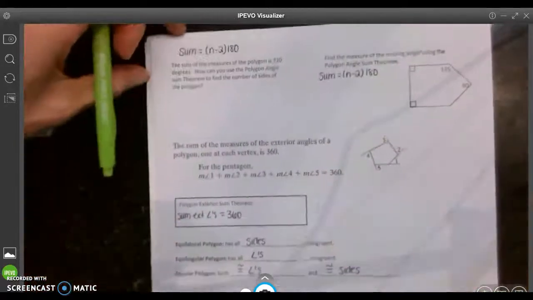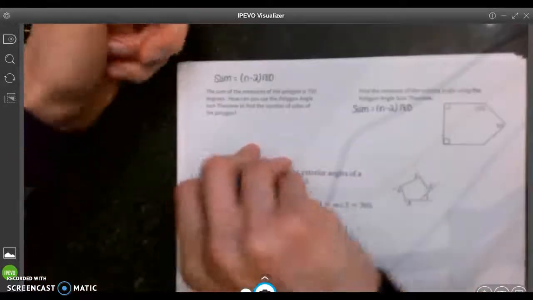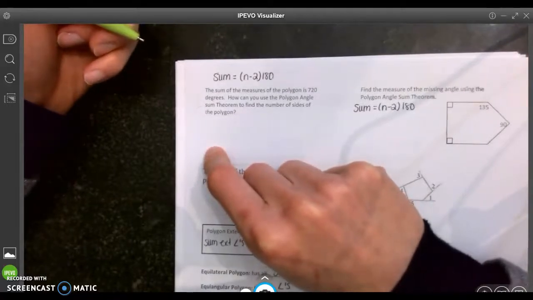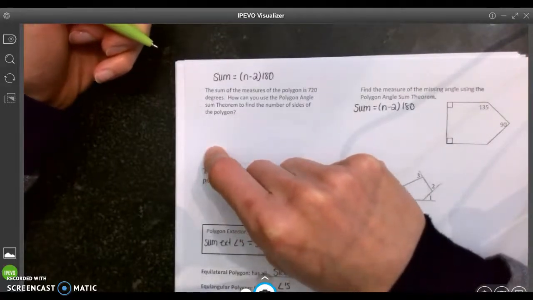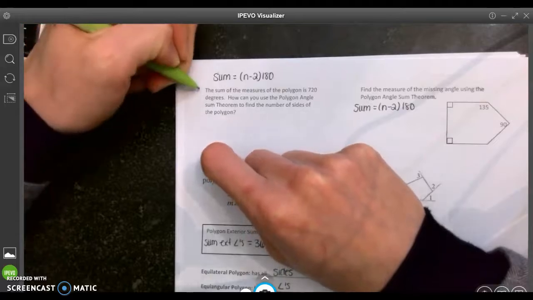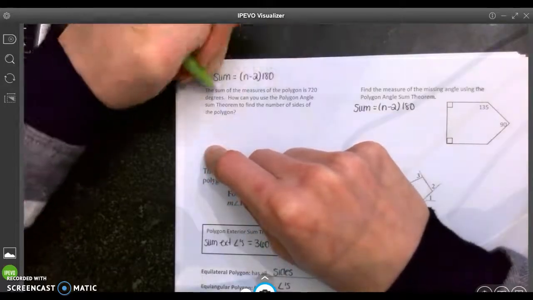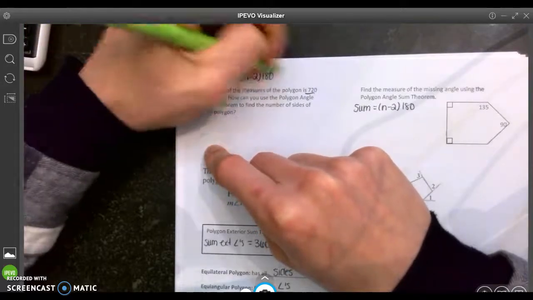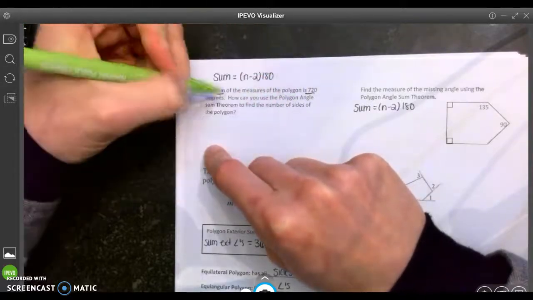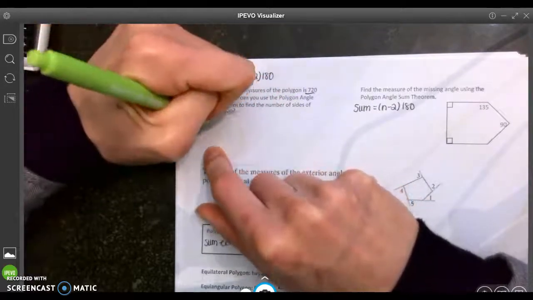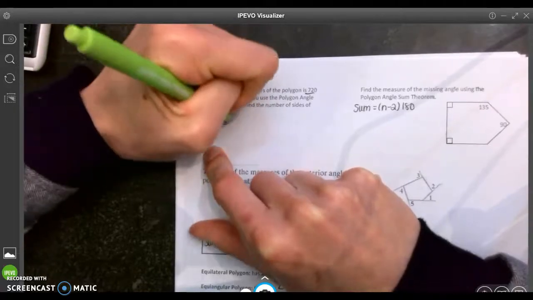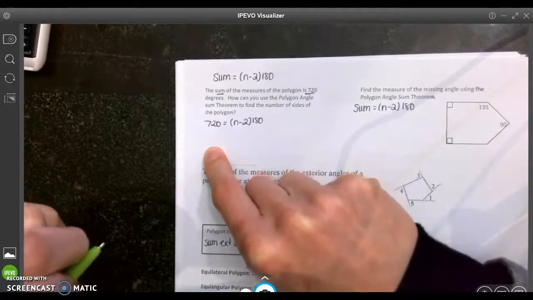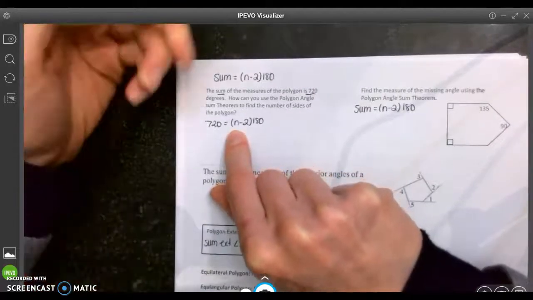So let's look at that again. The sum of the measures of the polygon is 720 degrees. How can you use the polygon angle sum theorem to find the number of sides of the polygon? So we're given a little bit different information here. Now we have that the sum is 720. So if I use the same formula, 720 is the sum. So I'm going to put that 720 in for sum. And then I have equals n minus 2 times 180. So I want to solve for the number of sides.